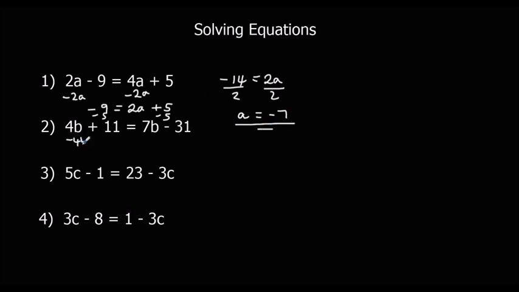Okay, minus 4b, minus 4b. Getting rid of the smallest b, so I've got 11 is 3b minus 31. I want b by itself, so I'm going to get rid of 31, so plus 31 to both sides. That leaves us with 3b on the right, and I've got 11 plus 31, that's 42. Then I'm going to divide by 3. So b is equal to 14.